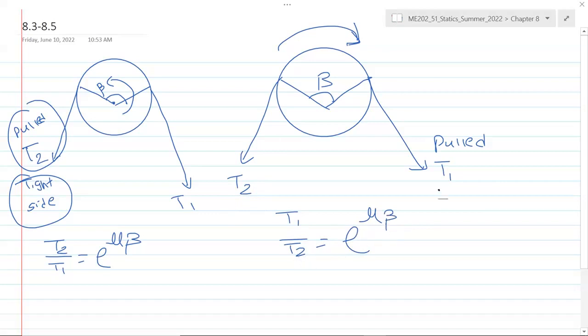So remember, whichever is the tighter side, or the side at which the force is being applied, that goes in the numerator. The other one is in the denominator, equal to exponential to the power mu multiplied by beta. Once again, beta is in radians, not degrees. In the next video, we will apply this concept and solve some problems. Thank you.